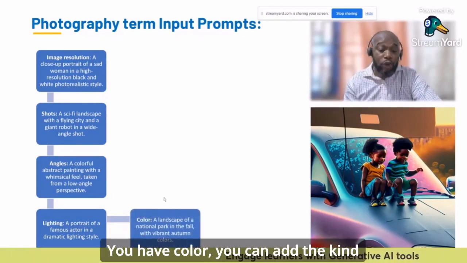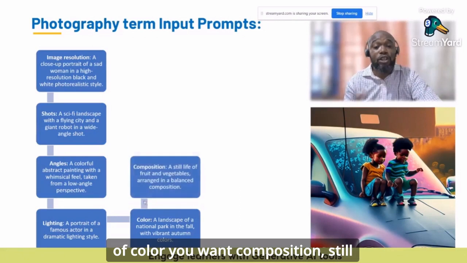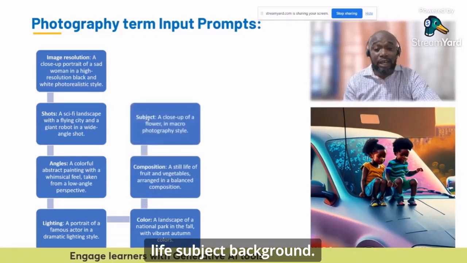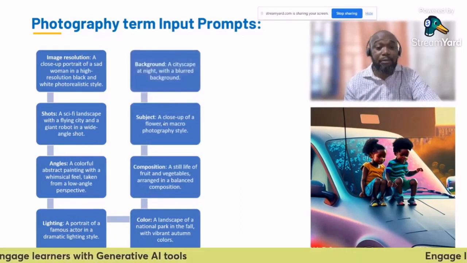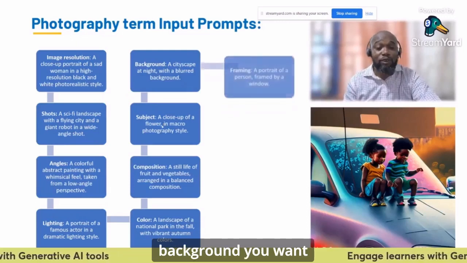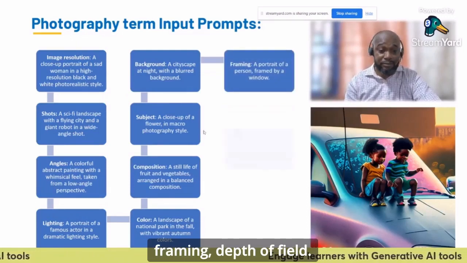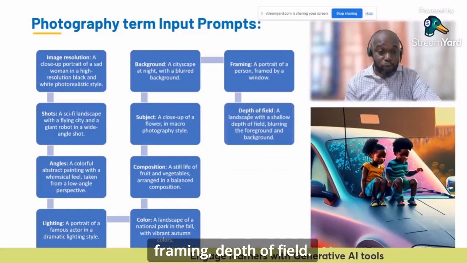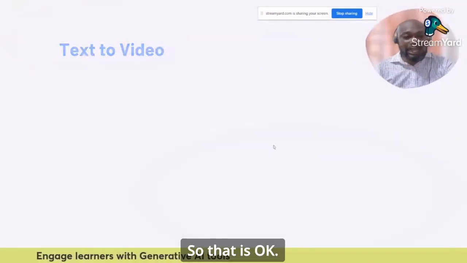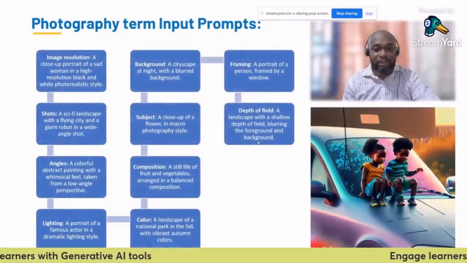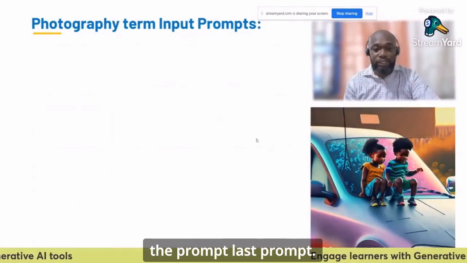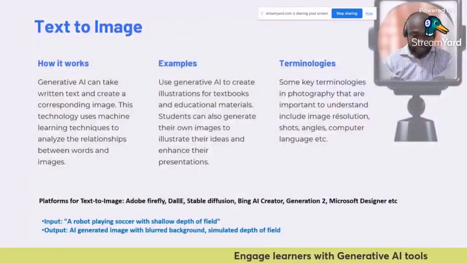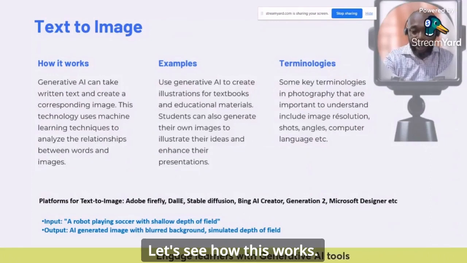You have color, you can add the kind of color you want. Composition, still life, subject, background, you can decide the kind of background you want. Framing, depth of field. I'll go back to it. I'll take it to the last prompt, right? Let's see how this works.